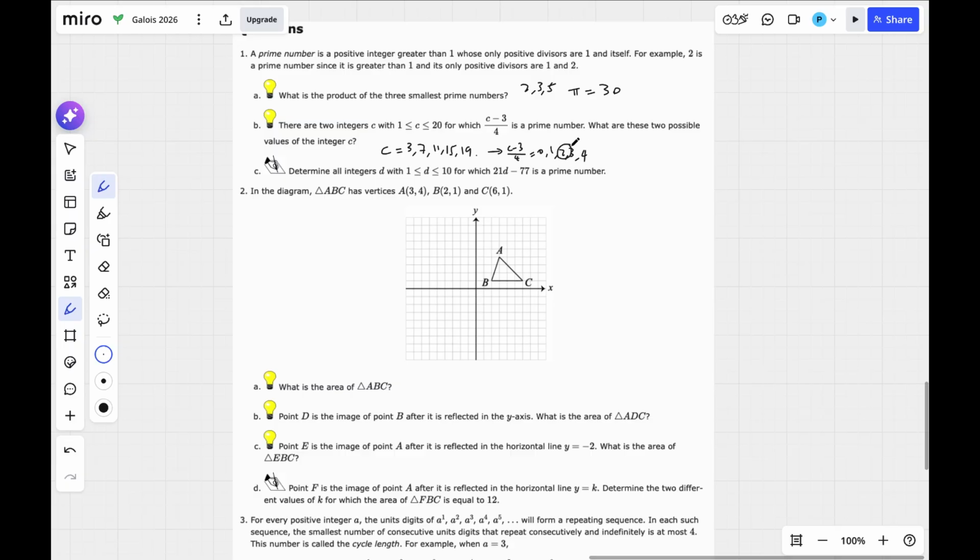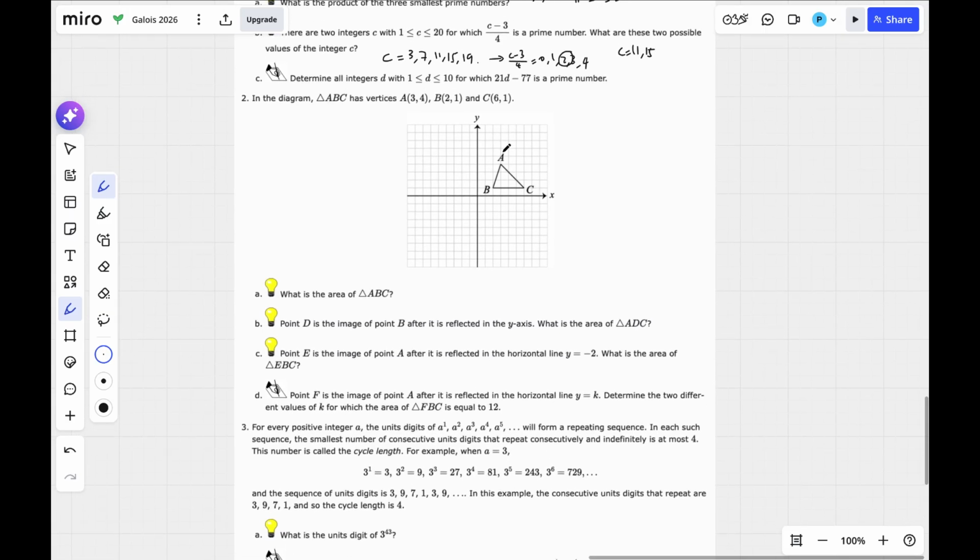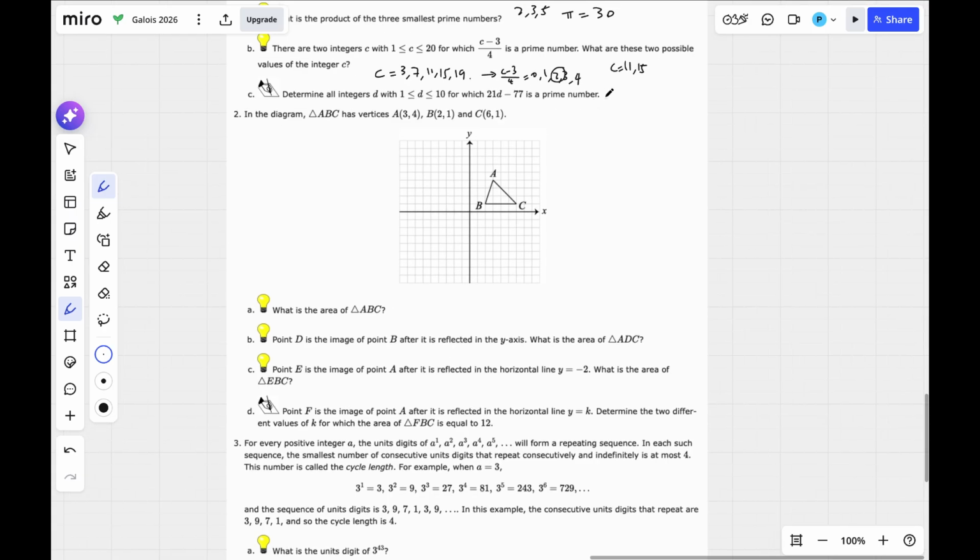So now plugging this in gives us (c minus 3) over 4 is equal to 0, 1, 2, 3, and 4 respectively. So the only two primes here are 2 and 3, so this means that c is 11 and 15.